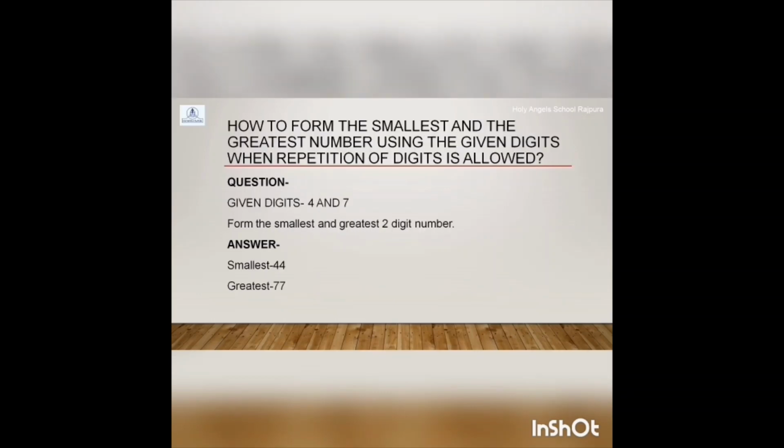Writing the smallest or the greatest number using the given digits when repetition of digits is allowed. Suppose we have digits 4 and 7 and repetition is allowed. While making the smallest number, we will repeat the digit 4. Then the number will be 44. While making the greatest number, we will repeat the digit 7. Then the number will be 77.